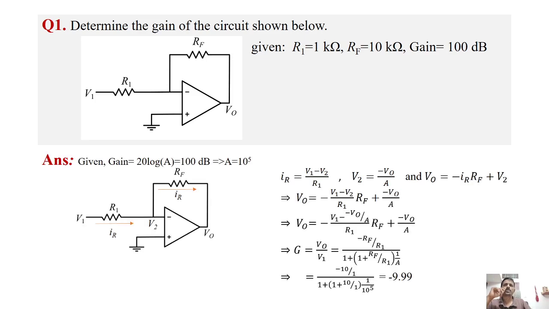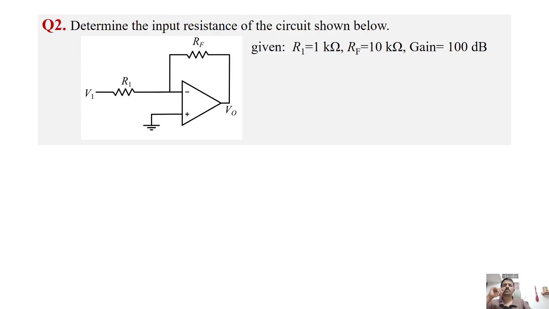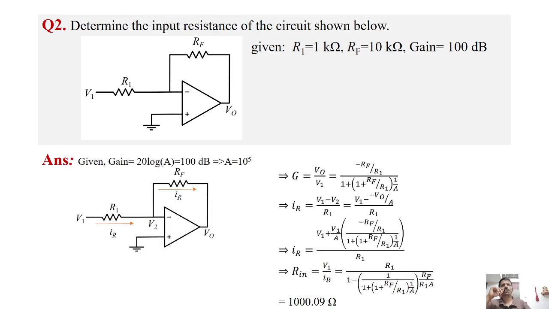Determine the gain of the circuit. A non-ideal op-amp is taken, and the question is to find the gain of the circuit. The next question is the same, but it asks to determine the input resistance. So we just need to rearrange and we will get the input resistance here.